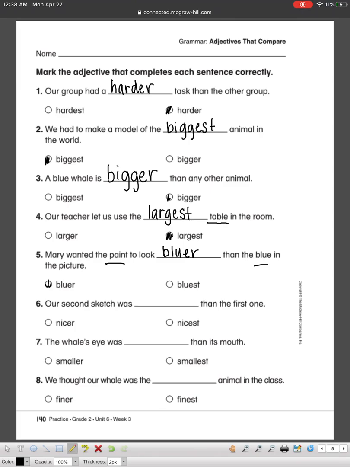Number 6. Our second sketch was blank than the first one. So how many things are we comparing? We are comparing our second sketch to the first one. Since we are only comparing two things, it's nicer. Our second sketch was nicer than the first one.